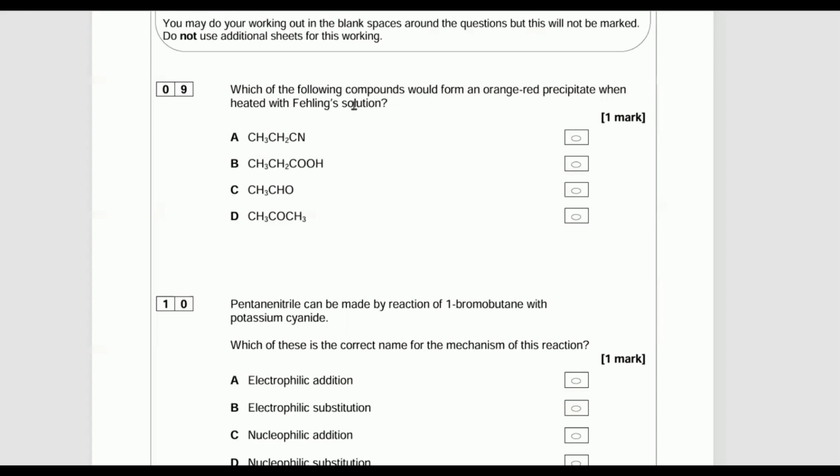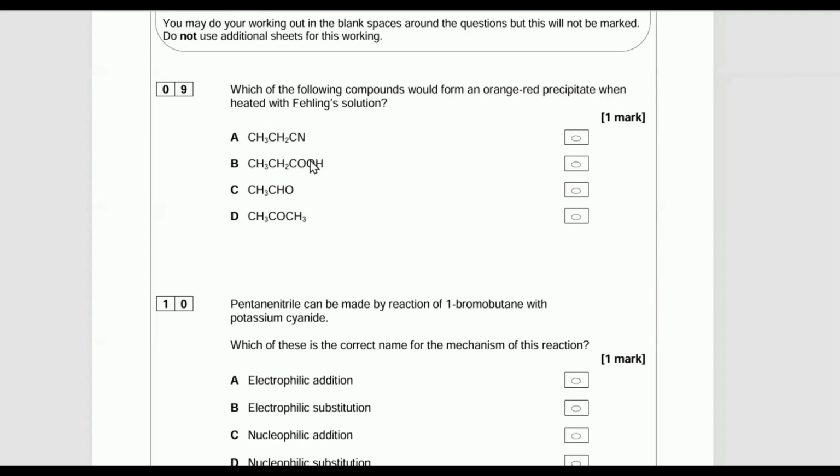Let's go. Which of the following compounds would form an orange-red precipitate when heated with Fehling's solution? Hopefully, you know Tollens', silver nitrate, and the Fehling's solution, which is basically very similar to Benedict's solution in biology. Hopefully you know which one of these functional groups they're good at identifying.